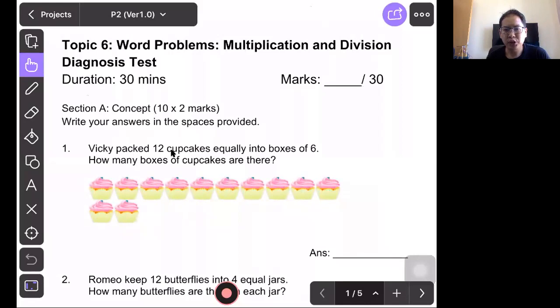Vicky packed 12 cupcakes equally into boxes of 6. How many boxes of cupcakes are there? You have 1 minute to do this question. If you have not gotten your piece of paper and pencil, go and get it now because there are a lot of questions to practice.